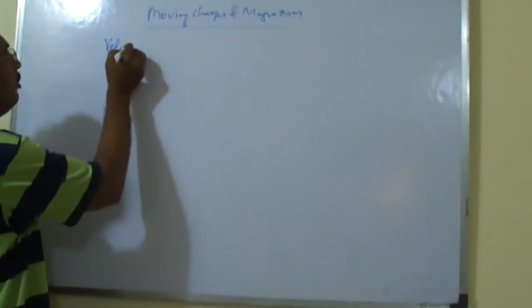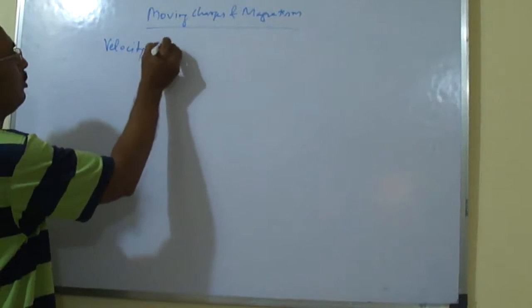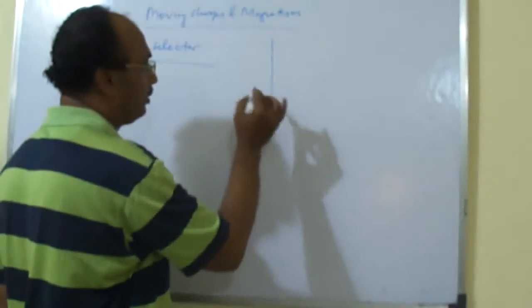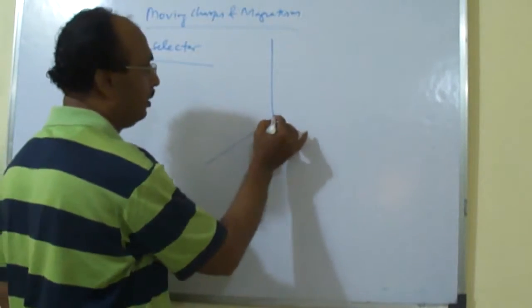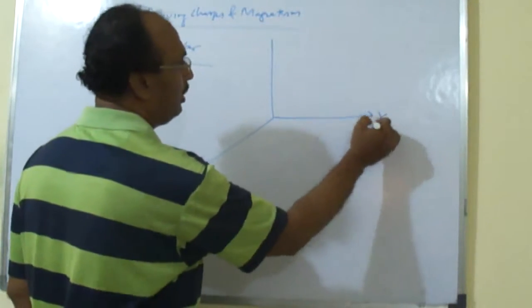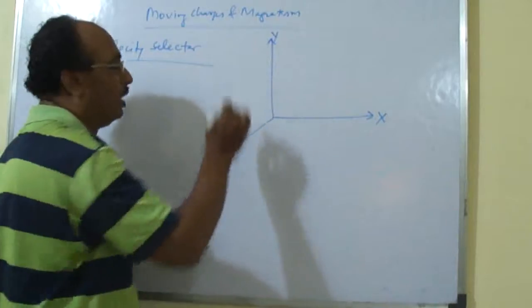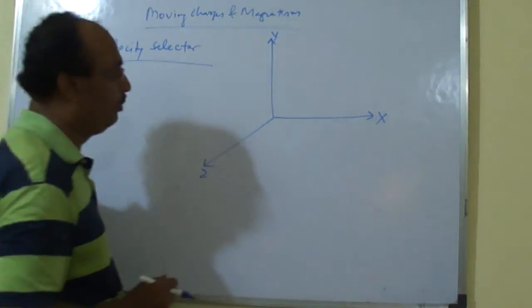So let us discuss the velocity selector. What is that velocity selector? Suppose you are having this 3-dimensional axis. Yes or no? Yes, sir. Okay.